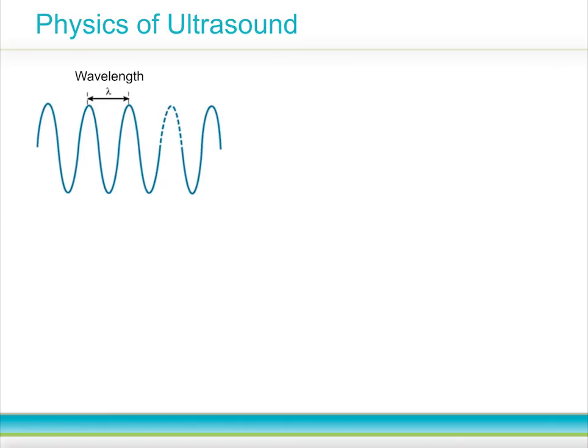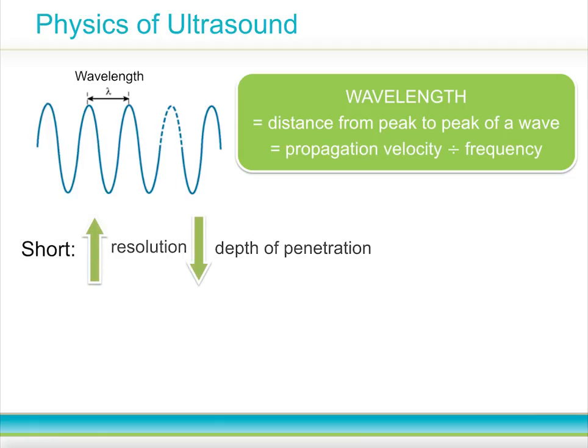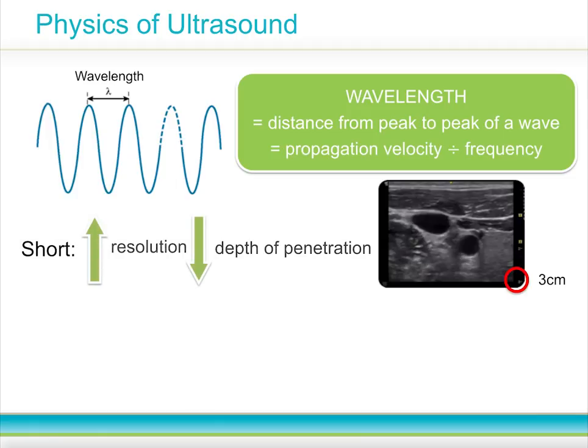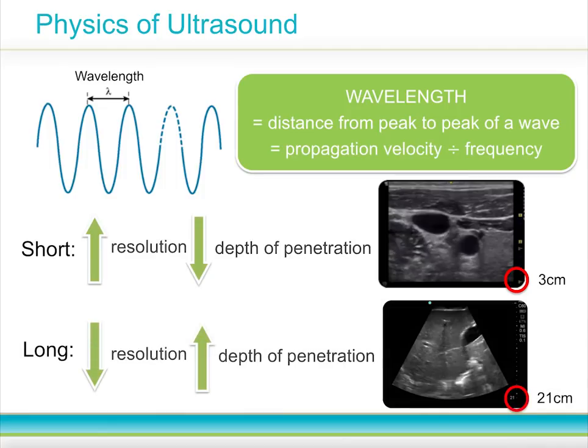Wavelength is defined as the distance from peak to peak of a given wave. It is mathematically equal to the propagation velocity divided by frequency. Shorter wavelengths have better image resolution, but less depth of penetration. Conversely, longer wavelengths can penetrate more deeply, but create images with less sharp resolution.